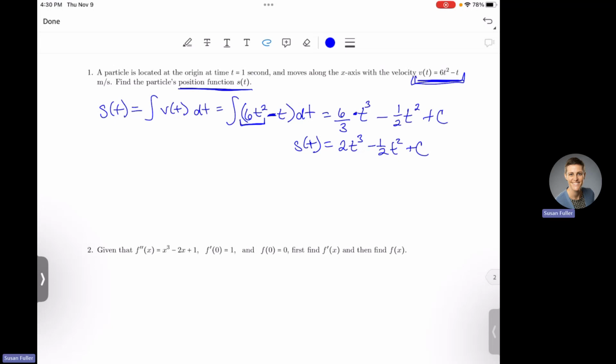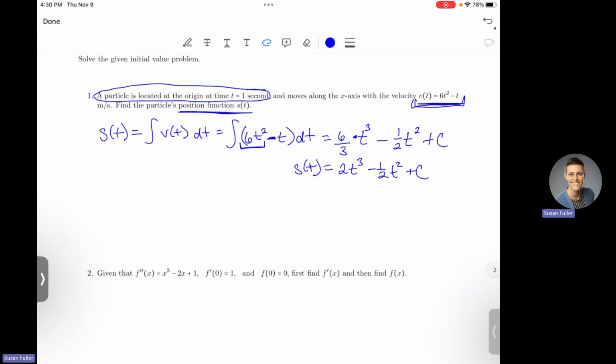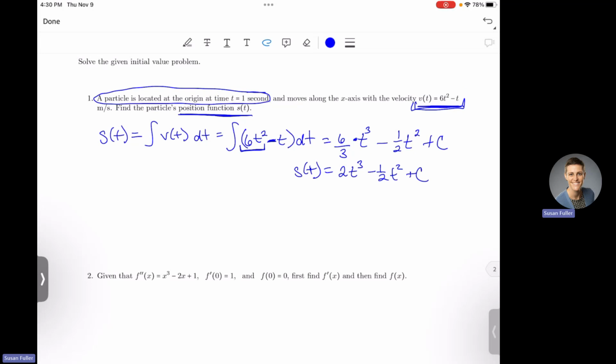But I want a specific position function. And I actually have an extra piece of information hidden in here. I know that the particle is located at the origin at time t equals 1 second. So that means that when time equals 1, my position is at the origin, which on the x-axis is 0, right? X equals 0 at the origin. So I know that my position at time 1 second is equal to 0 because my position is at 0 on the x-axis after 1 second.